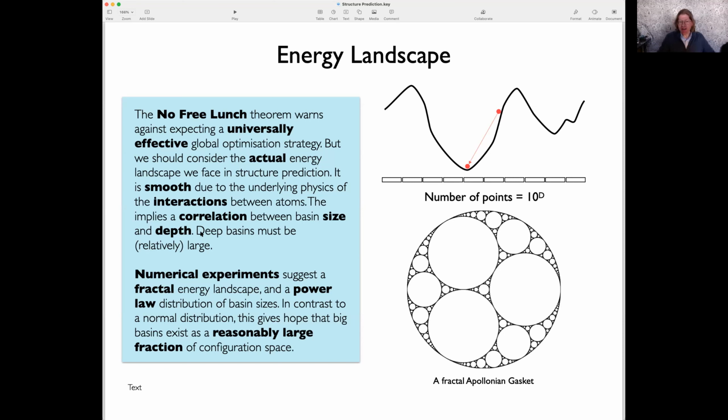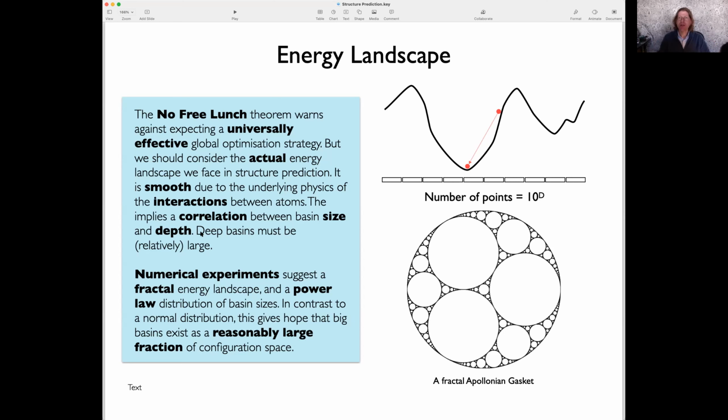And there's more, actually. Numerical experiments have been done on energy landscapes for Lennard-Jones particles, and there's a suggestion from these experiments that the energy landscapes are actually fractal in nature, and that they give rise to a power law distribution of basin sizes. Power law distributions and fractals are intimately related to each other. But it's worth thinking a bit about how else it might be.